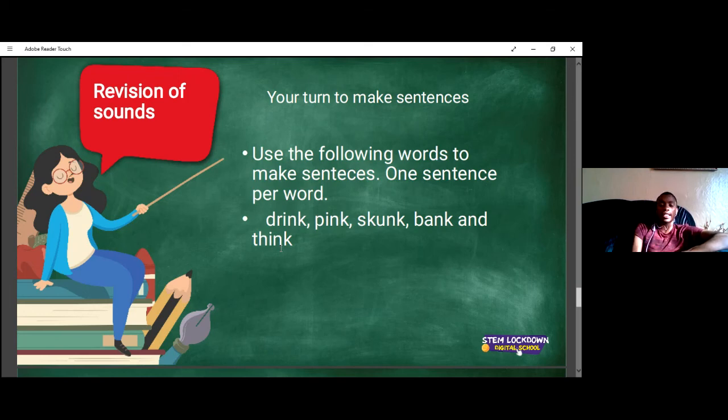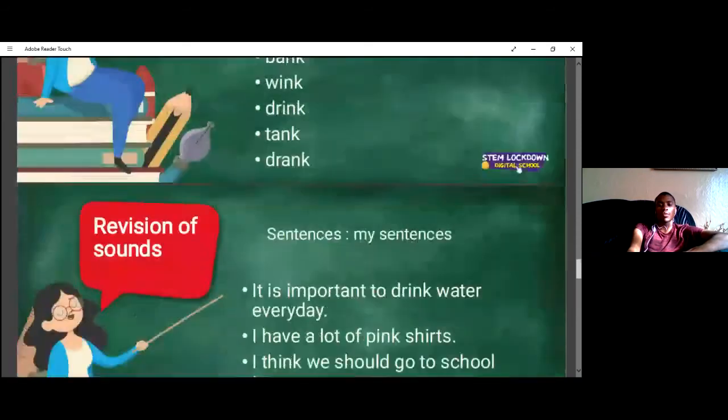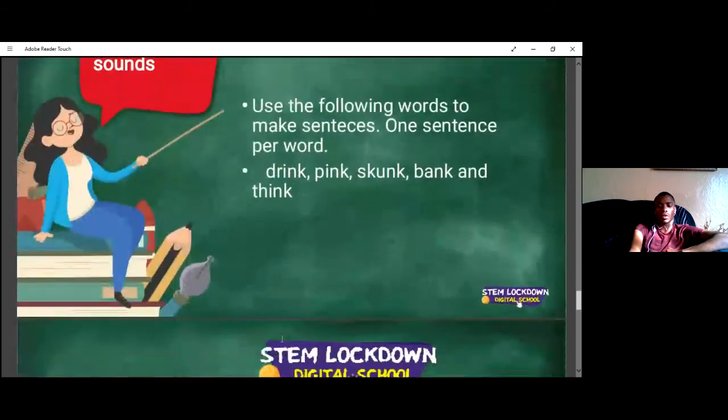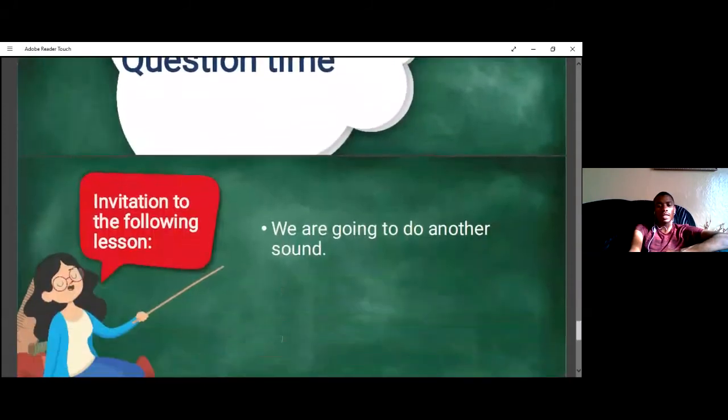So these are my sentences that I would have used, but anything that works with these words in the right form is a good sentence as well. But let's go back to our words again that we wrote. The words are sink, think, pink, shrink, bank, wink, drink, tank, and drank. Those are our words. And you are done.